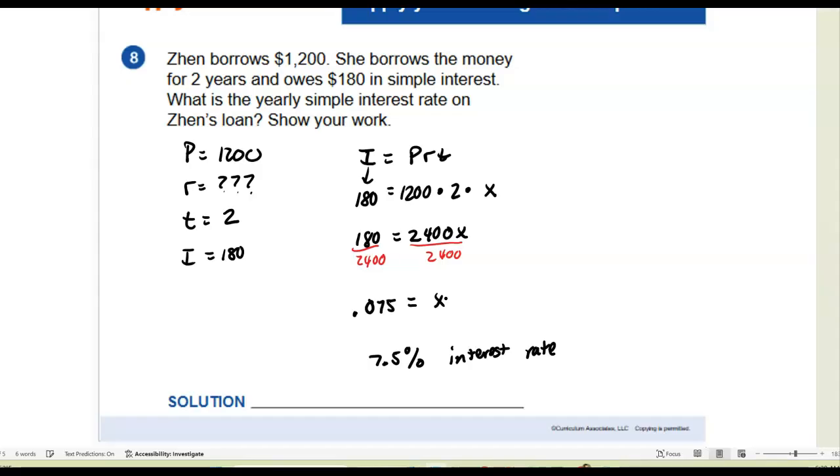And so you had to work a little bit backwards on that one. It is always helpful to write out the equation and then start plugging in the variables that you know and then solve for the variable that you don't know. It's like a two-step or one-step equation.